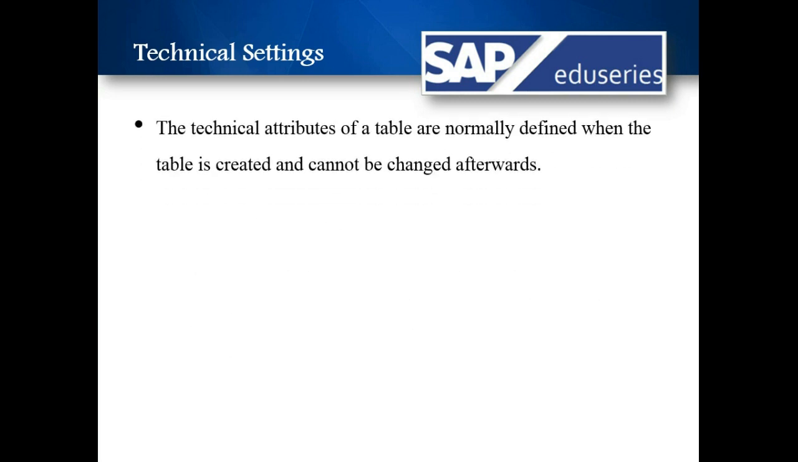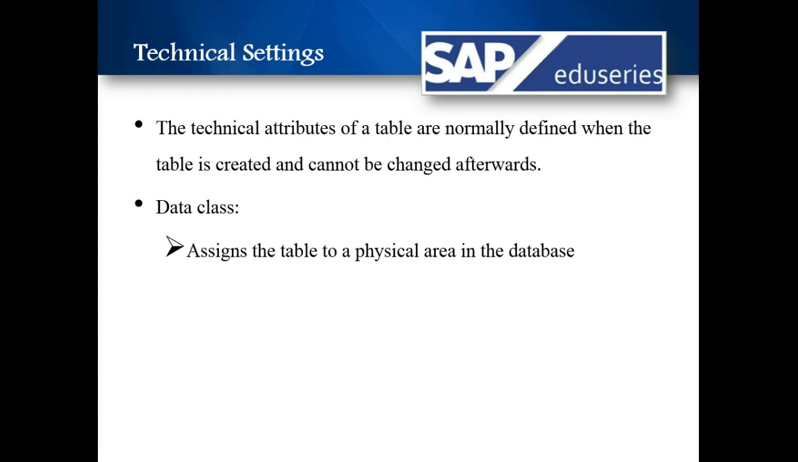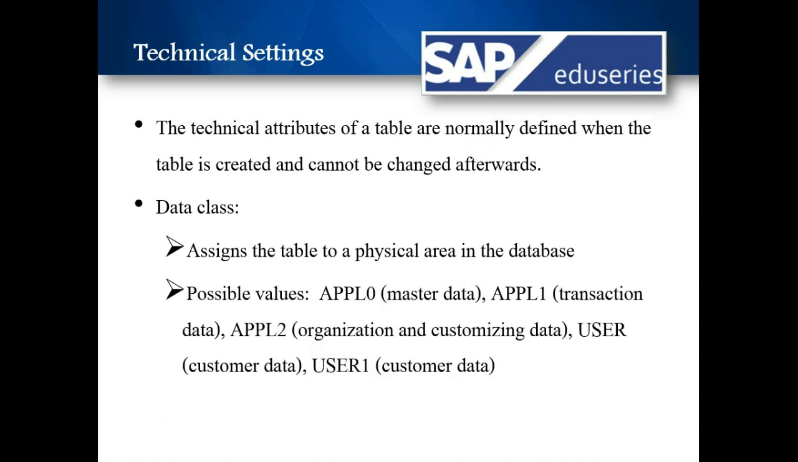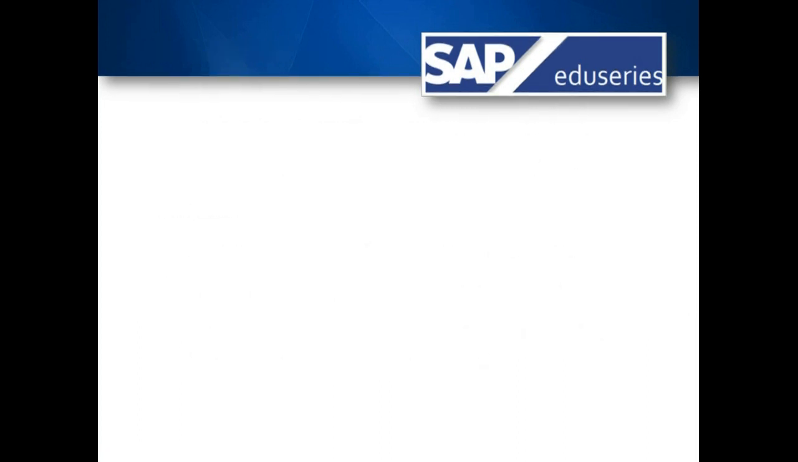Technical settings. The technical attributes of a table are normally defined when the table is created and cannot be changed afterwards. Data class. Data class assigns the table to a physical area in the database. Possible values: APPL0, master data; APPL1, transaction data; APPL2, organization and customizing data; USER, customer data; USER1, customer data.